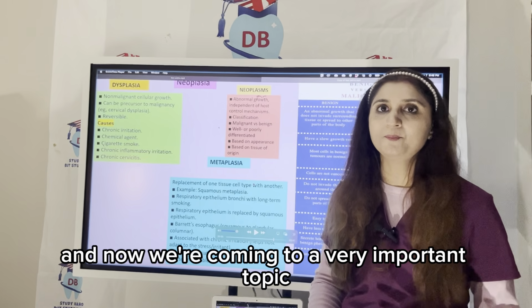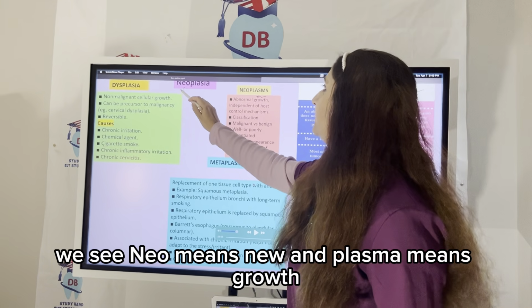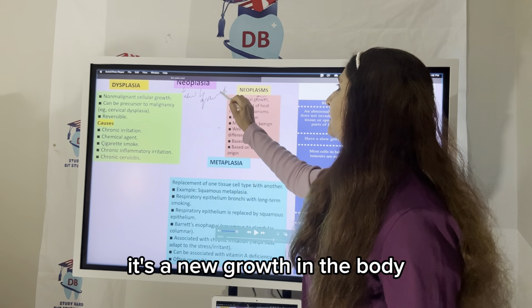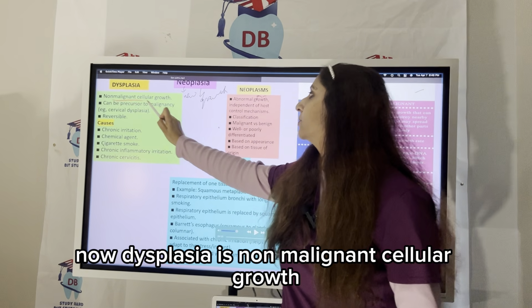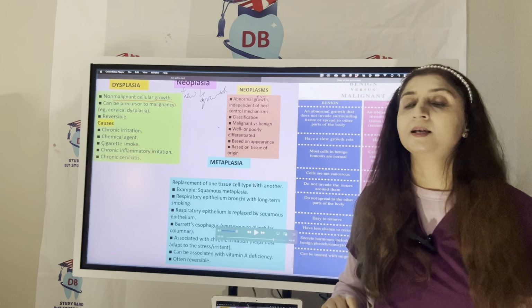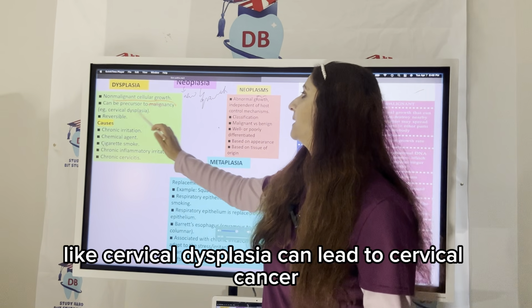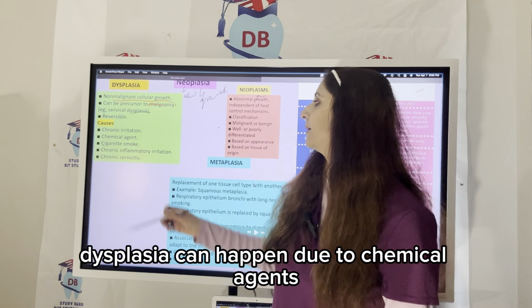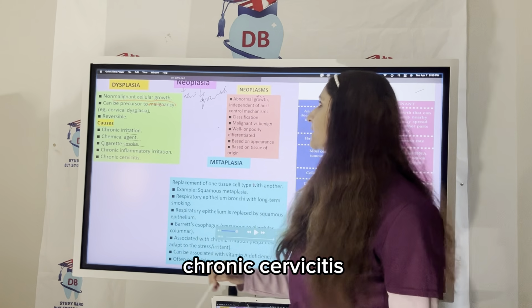Students, now we are coming to a very important topic, that is neoplasia. Neo means new and plasia means growth. It's a new growth in the body. Now dysplasia is non-malignant cellular growth when you see abnormal cells. Dysplasia is usually reversible but can lead to malignancy, like cervical dysplasia can lead to cervical cancer. Dysplasia can happen due to chemical agents, cigarette smoke, chronic irritation, chronic cervicitis.